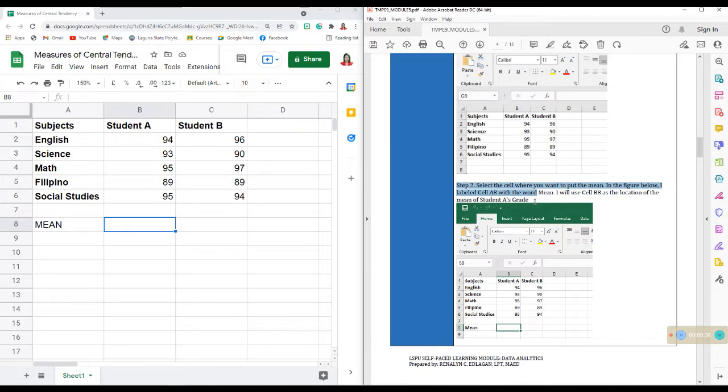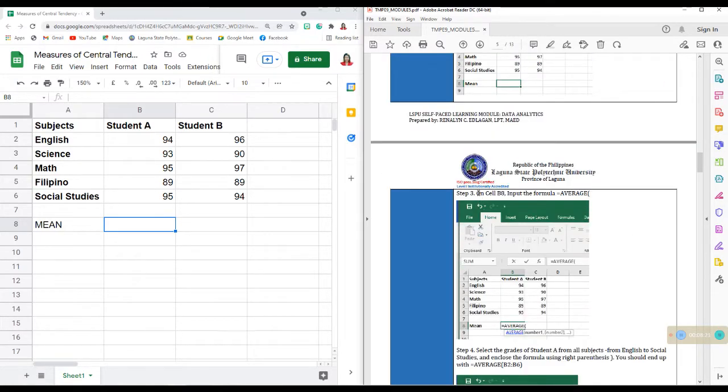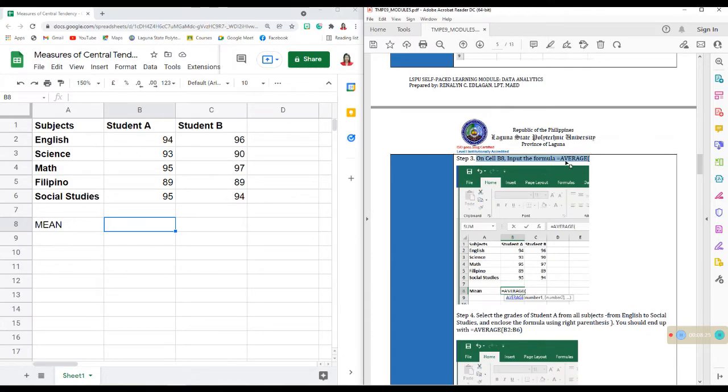Punta tayo sa step number 3. So, tapos na tayo sa step 2, ha? Nakapag-choose na tayo ng gusto nating lalagyan ng average. Yun lang naman ang sinasabi ni step 2. So, sa step 3, on cell B8, you have to input the formula equal, average, and then open parenthesis.